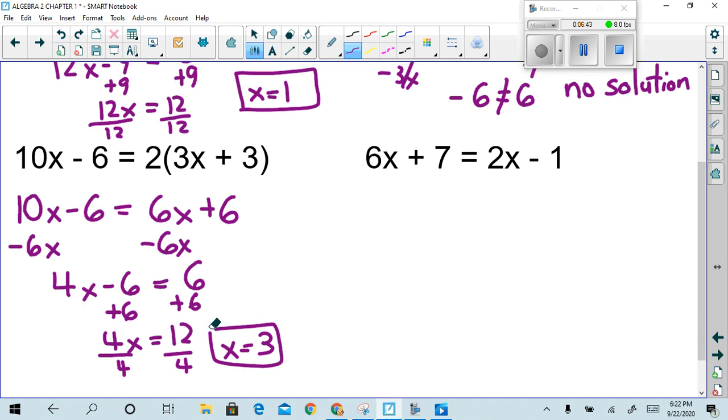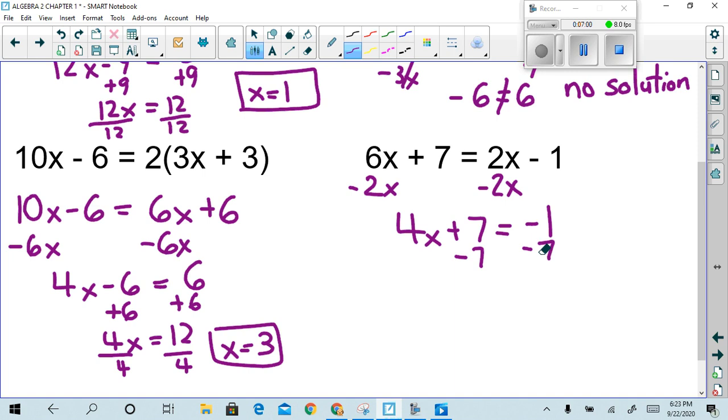Next problem, nothing to simplify on either side. However, I have variables on both sides. I really want you to get in that habit of collecting them first on one side. We've seen that it works doing it the other way, but this is the suggested way to do it.